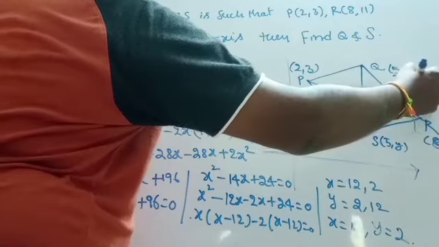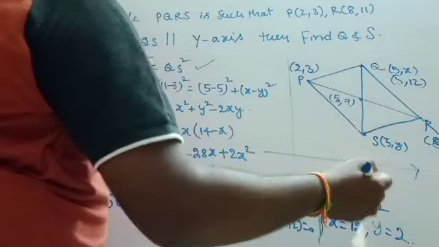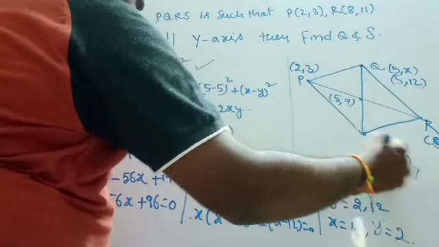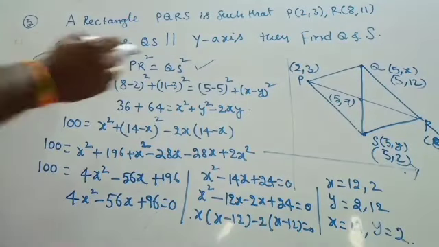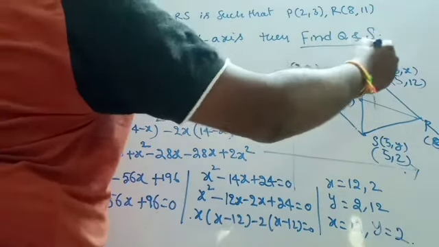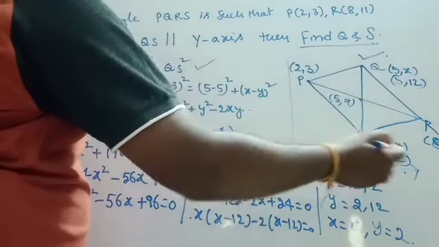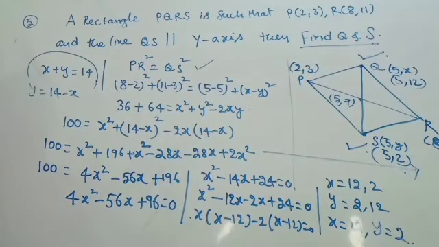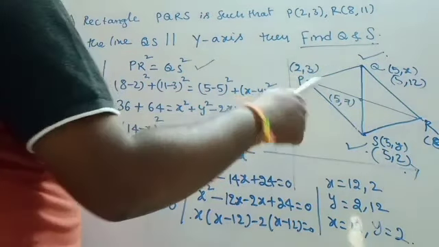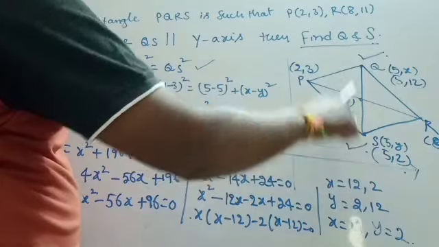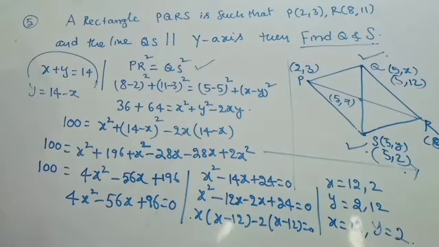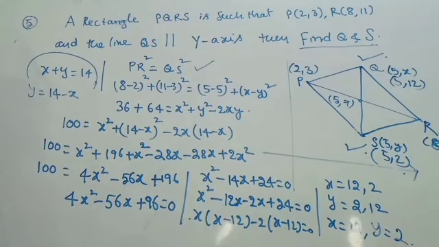Therefore, this is 5 comma 12, the other vertex, and this is 5 comma 2. You have got Q and S, which we needed to find. Q is 5 comma 12 and S is 5 comma 2, or you can say this is 5 comma 2 and 5 comma 12. This is the way we do this beautiful problem. Okay, nice.